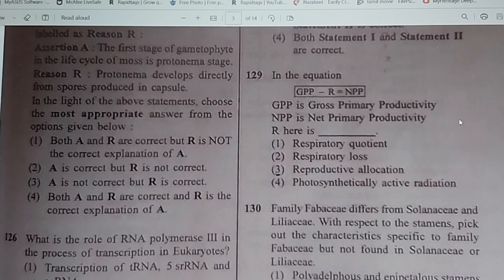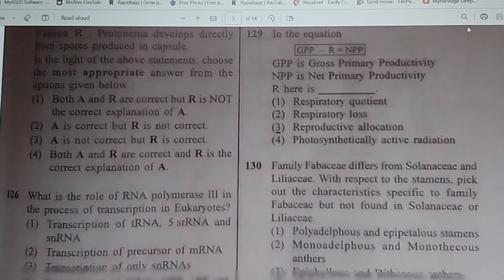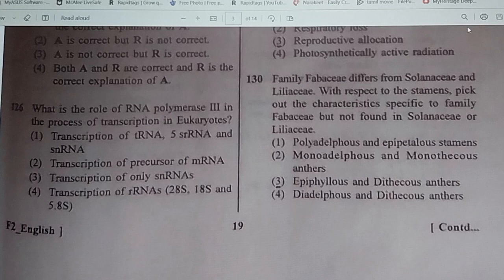Assertion and reason. The first stage of the gametophyte in the life cycle of moss is the protonema stage. Protonema develops directly from spores produced in the capsule. Yes, both are correct, but they didn't mention that protonema is a creeping structure. That explanation is lacking, so it is not a correct explanation for A. Both are correct, option 1. 126: what is the role of RNA polymerase 3? Yes, of course, it transcribes tRNA, 5S rRNA and small nuclear RNA.